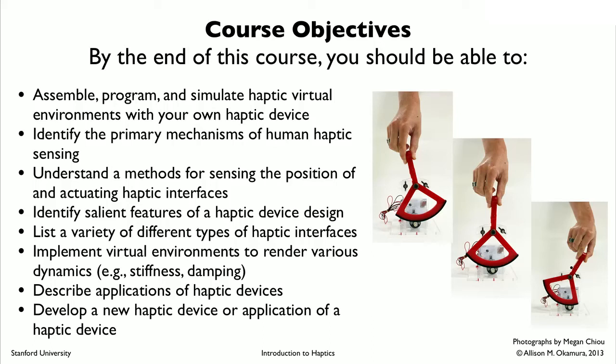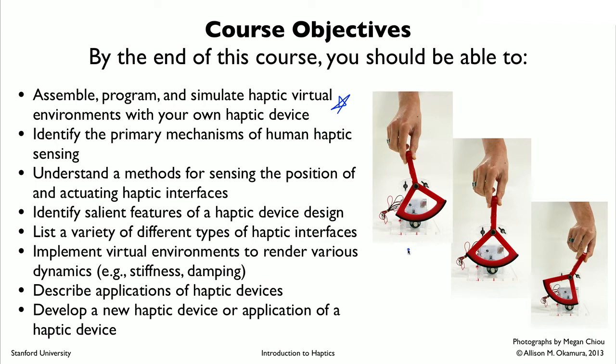Now I'm going to talk about this course, how it will proceed, and most importantly, the course objectives. By the end of this course, there are a bunch of things that you should be able to do. I'm not going to read every one of these, but I'll highlight what I think are the most exciting or important ones. The first one is that you should be able to assemble, program, and create simulations of haptic virtual environments with your own haptic device.